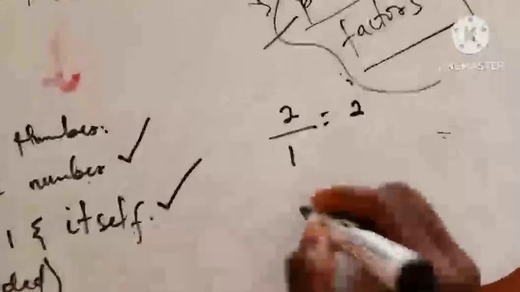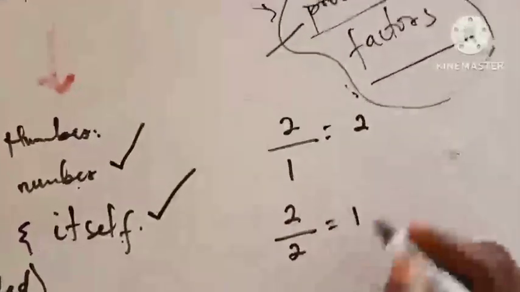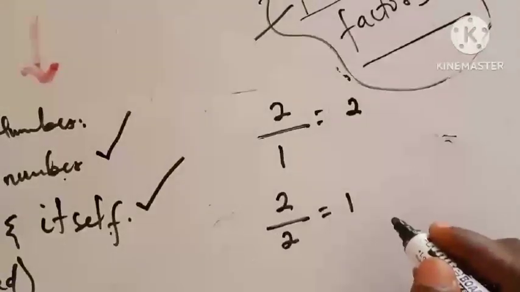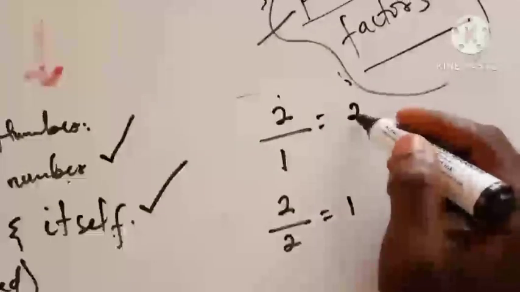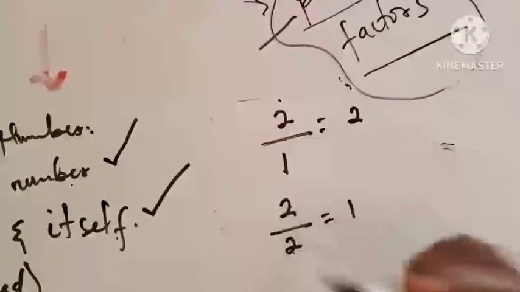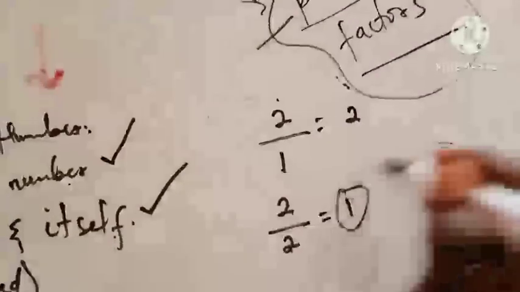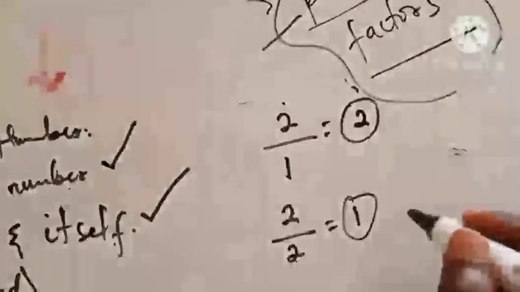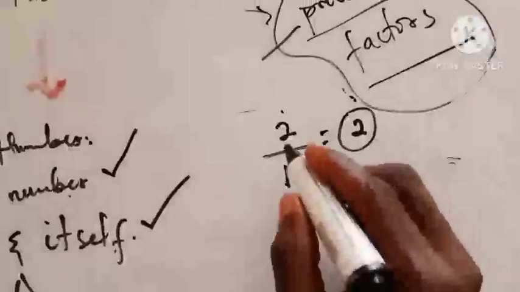So what will happen? Let's check the second one. What will happen if I divide 2 by 2? I'm going to have 1. This 1 here is also a whole number. You see the trend here. The numbers just turned upside down, right? So 2 divided by 1 gives me 2, and 2 divided by 2 gives me another 1. Is that okay? So the answers I'm going to have are whole numbers. Does it make sense? So this 2 here is a prime.